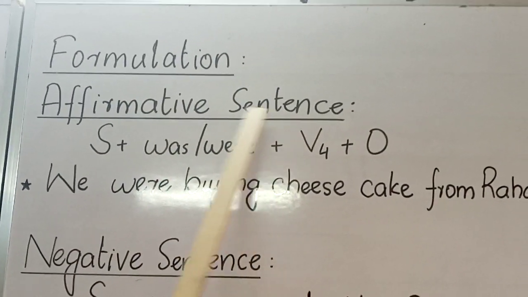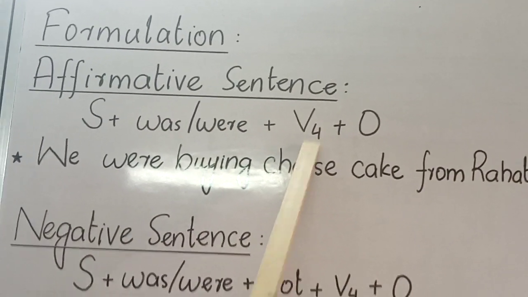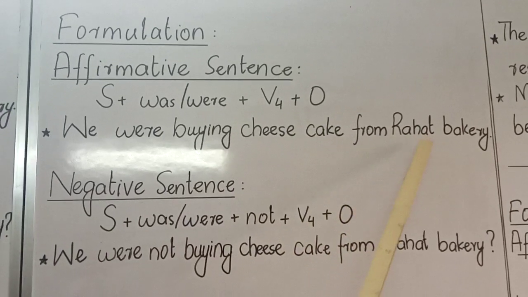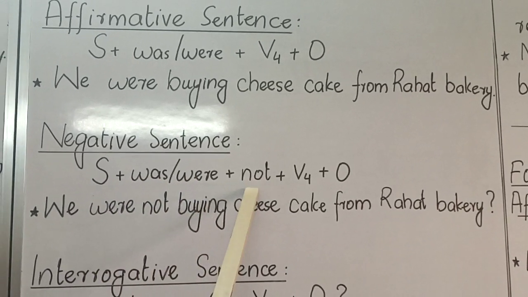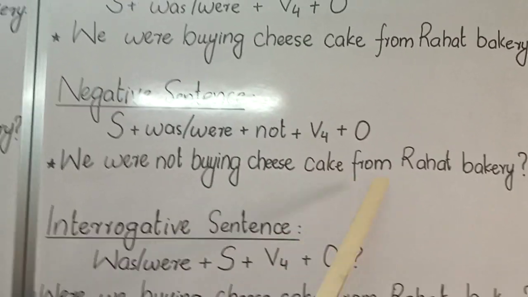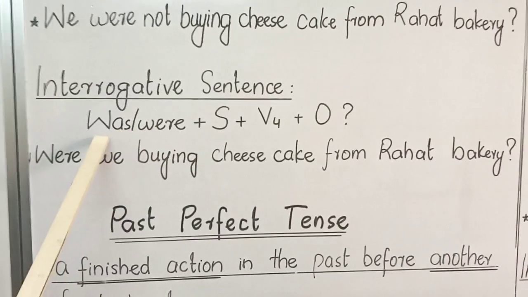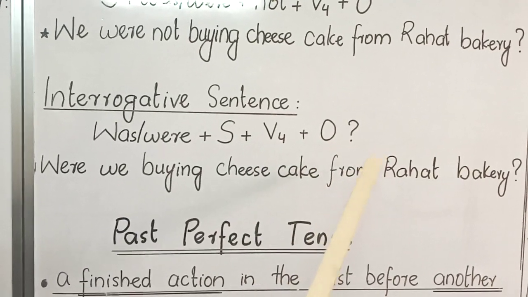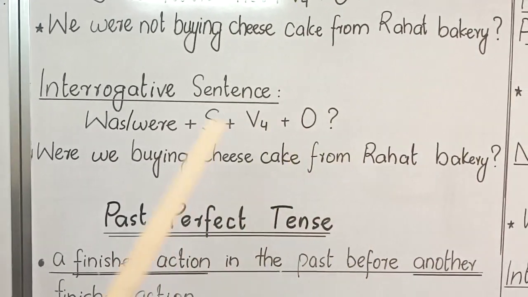For affirmative sentence, we have subject plus was/were plus V4, that is the ing form of verb, and object. Example is, we were buying cheesecake from Rahat Bakery. Negative sentence is subject plus was/were plus not plus V4 plus object. Example is, we were not buying cheesecake from Rahat Bakery. Interrogative sentence, helping verb will come first. So was/were plus subject plus V4 plus object, question mark. Example is, were we buying cheesecake from Rahat Bakery? So this is all about past continuous tense.